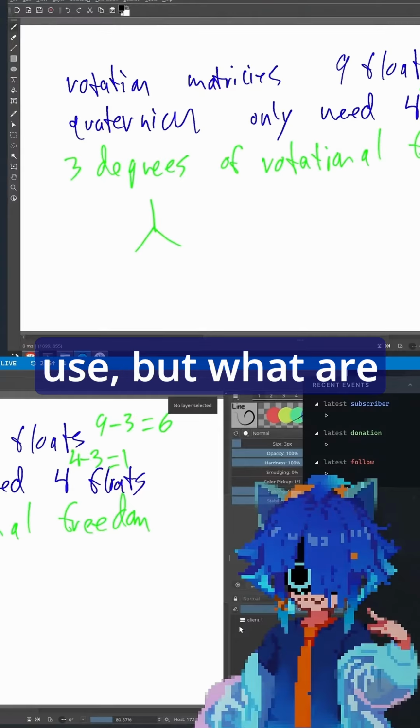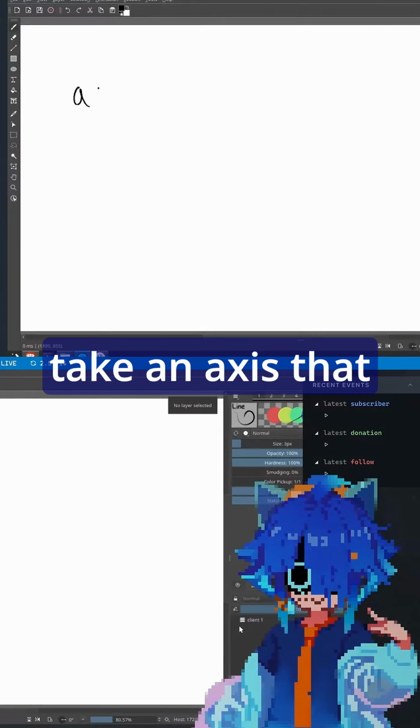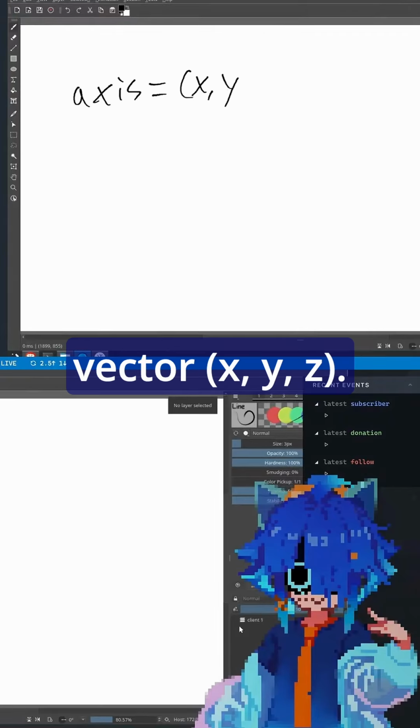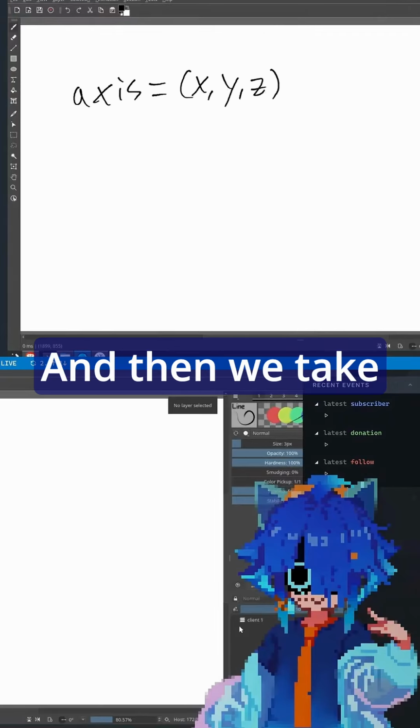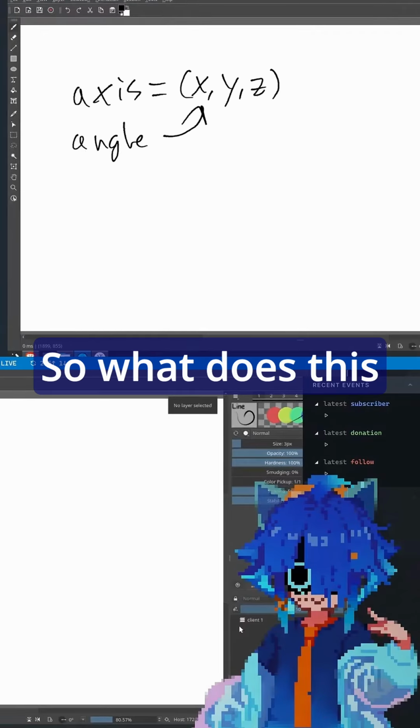So they got some use, but what are they? Well, we take an axis that we're going to rotate around. So we're going to define this as a vector x, y, z. And then we take an angle that we want to rotate around that axis. So what does this then look like?